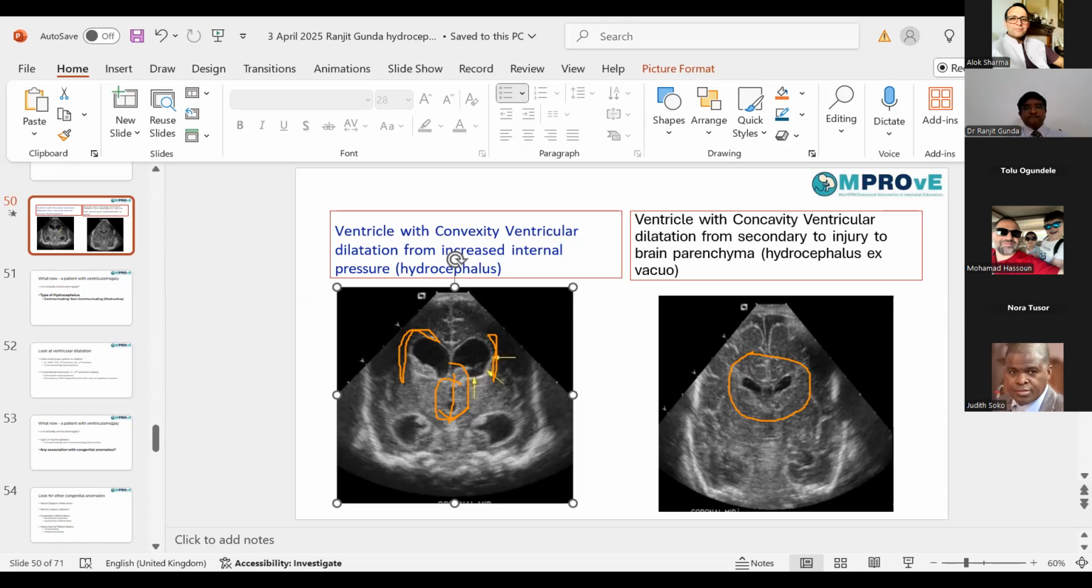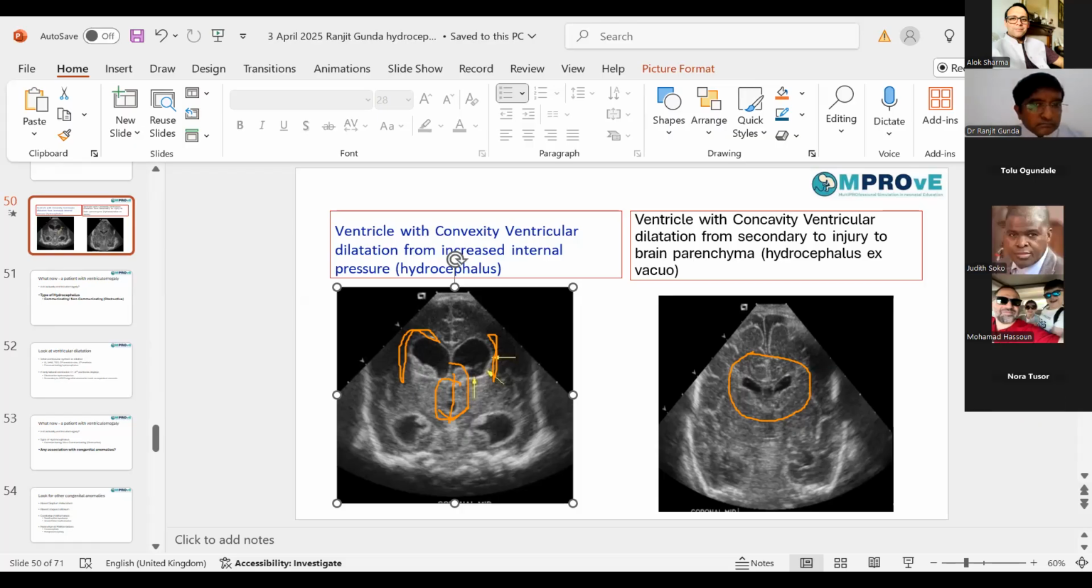Any other questions? Are those dark areas at the bottom, are they fourth ventricles dilated? So, Ranjit, asking whether you can see the fourth ventricle in this image. You can't. You can't.